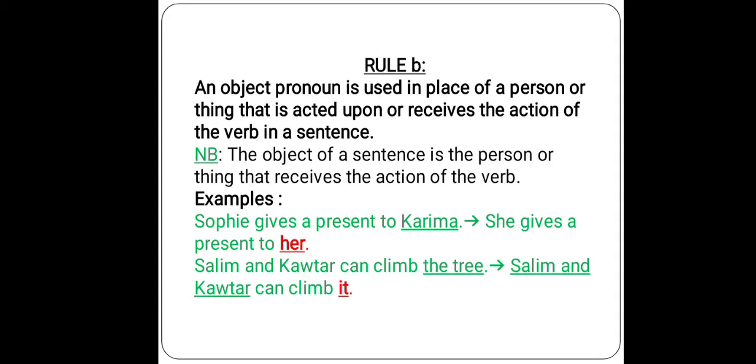And here we have also a present as a receiver. It's also an object. This is another lesson. We're going to see this later. So now you focus on the object pronoun and the subject pronoun. She gives a present to her, as we said. The second example, Salim and Kautar can climb the tree. So Salim and Kautar can climb what? What can they climb? They can climb the tree. So Salim and Kautar can climb it. If you want to replace the tree with an object pronoun, it should be it.